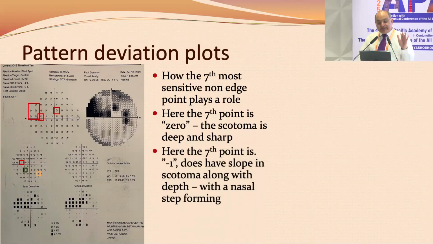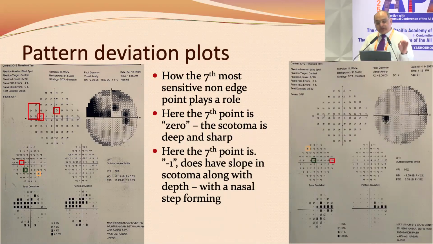As compared to this, here the 7th point is -1, but there are a lot of points which are similar to -1, -2, -3. Here we have shallow defects, and a step formation of nasal step is there, but the other one has very sharp and deep defects.